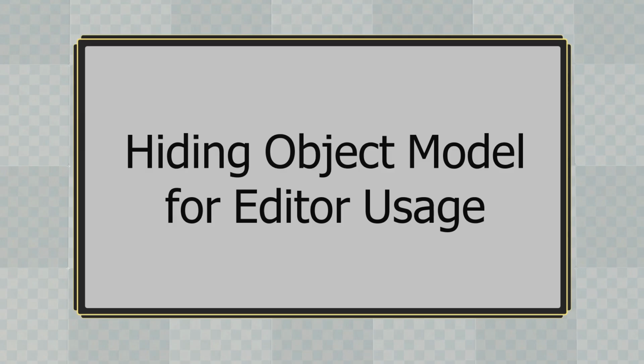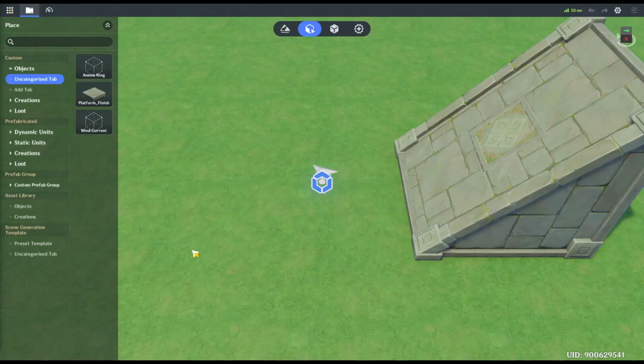Hiding object model for editor usage. Now, before we actually put it onto the stage, it's hard to tell how far the influence reaches from the editor, unless we click on the entity and check the disruptor component. We can solve this by giving it a model, but making the model invisible when in game.